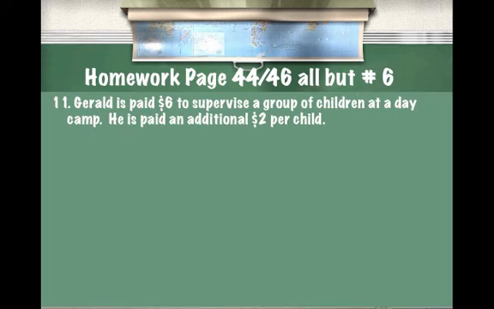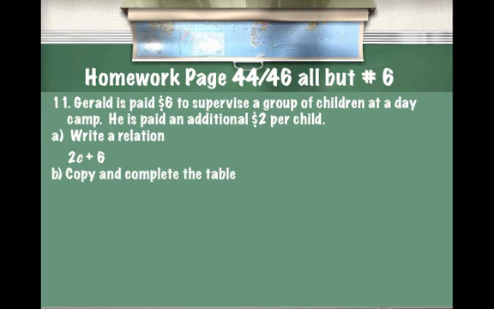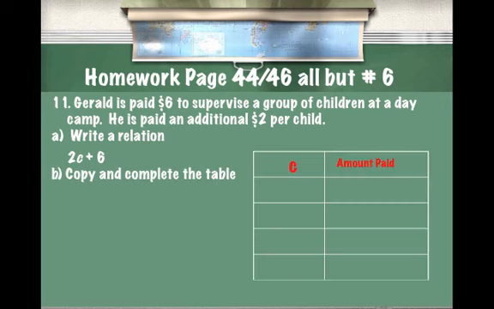Question 11. Gerald is paid $6 to supervise a group of children at a day camp. He is paid an additional $2 per child. We need to write a relation, or an expression as we call it. So in this case, 2c plus 6 is the relation. Copy and complete the table.